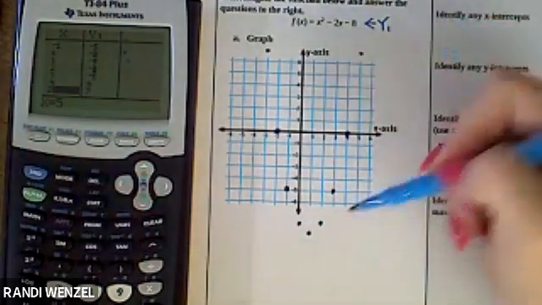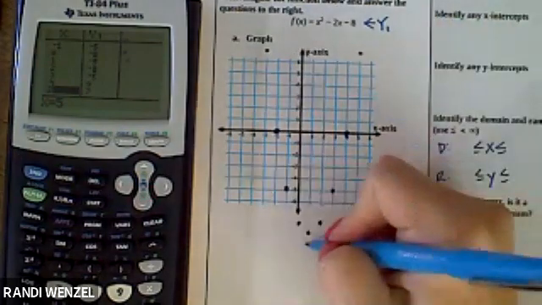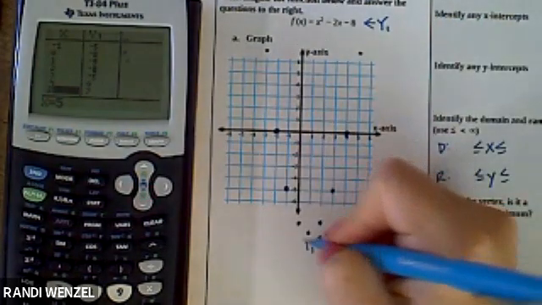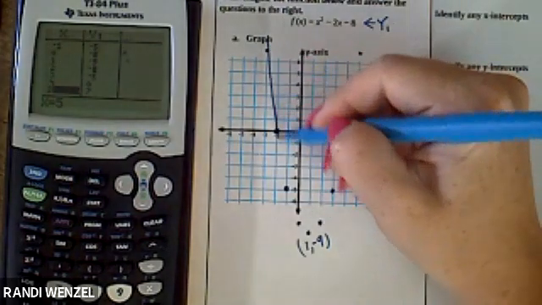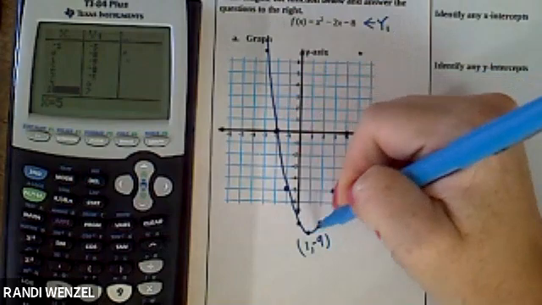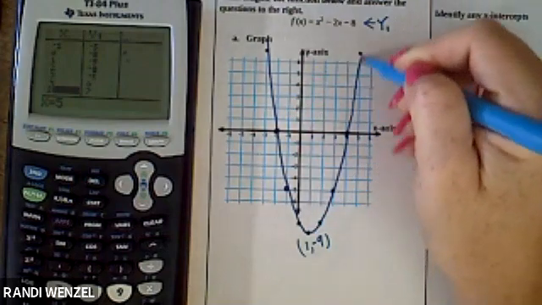So even though it goes off, I can still see what I have. And this point was 1, -9. I'm going to mark that because that was an important point. It's my lowest point. And I'm going to connect my dots. Parabolas are curved, so make sure you give it a nice curve.